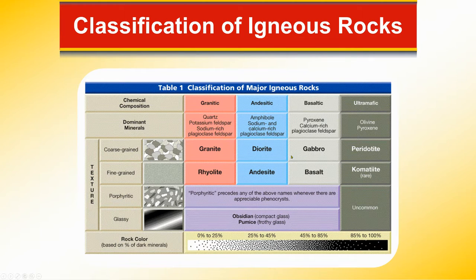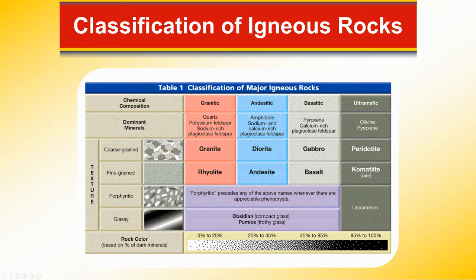Chemical compositions: granitic, andesitic, basaltic, and ultramafic. It shows the type of minerals that are in there. Dominant minerals are quartz, potassium feldspar, sodium plagioclase feldspar. These are the lighter colors. And andesitic are the medium colors: amphibole, sodium, calcium-rich plagioclase feldspars.